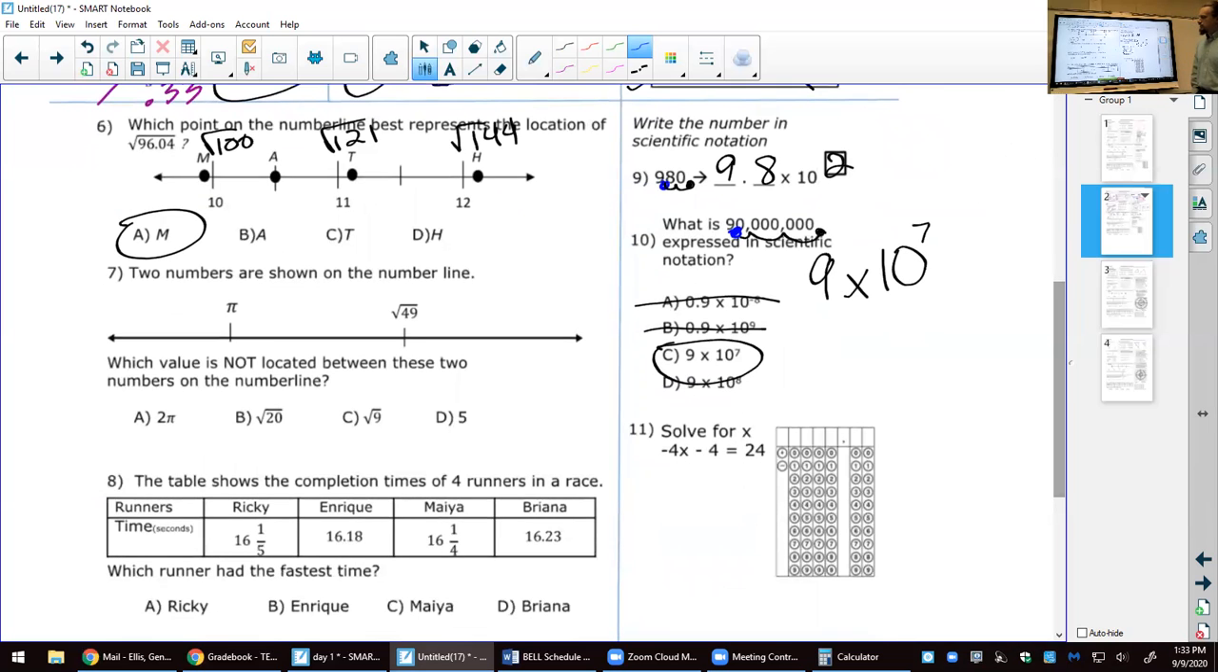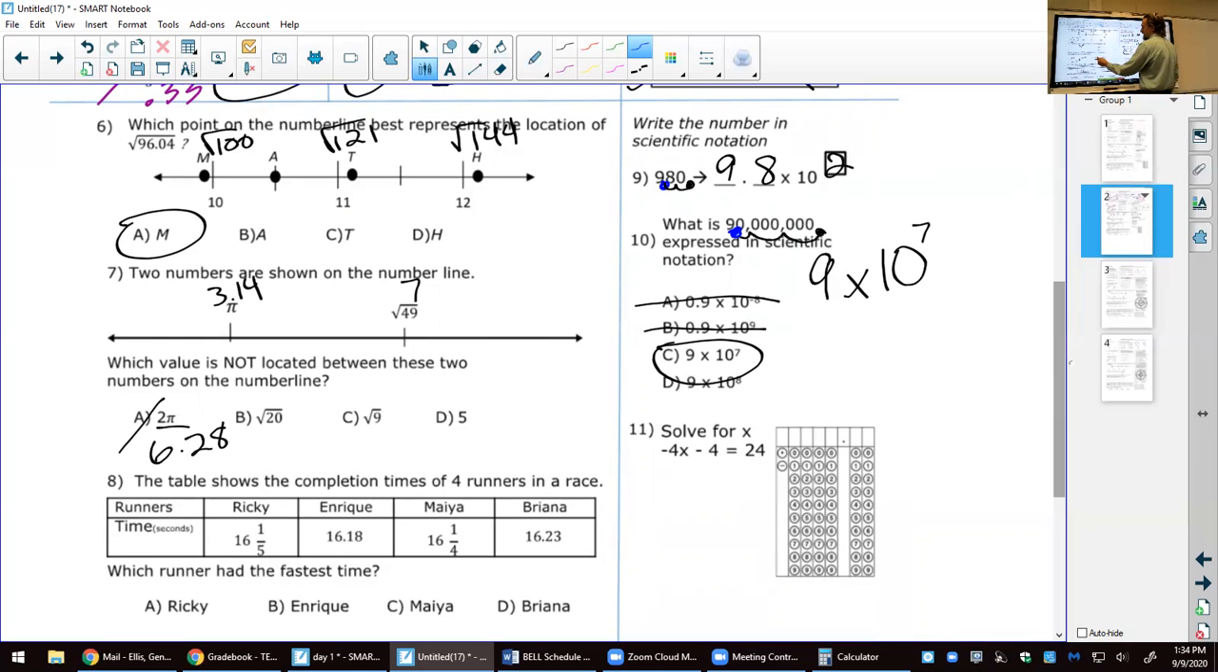2 numbers are shown on the number line. Which value is not between those 2? All right. Well, pi is 3.14, and the square root of 49 is 7. So we want to know which of these numbers is not between those 2. So 2 pi, 2 times 3.14 is 6.28, and that's definitely between 3 and 7. Square root of 20, I don't know what that is, so I'm going to skip it for now.